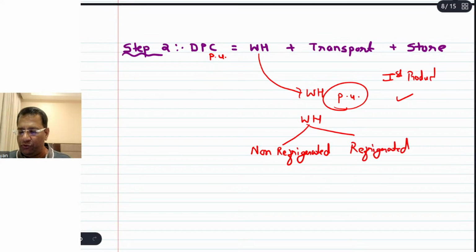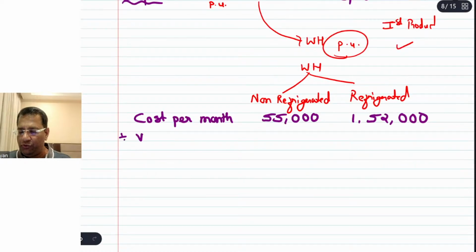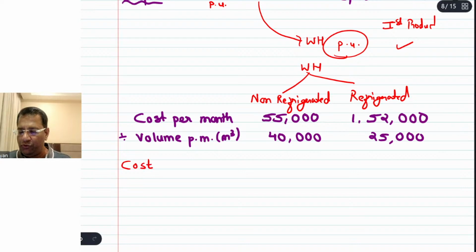The total cost per month is 55,000, that is 27,000 plus 28,000, and the refrigerated cost is 1,52,000. Okay, divided by volume per month in cubic meter. So the volume is 40,000 and the volume is 25,000. So this is very, very important, beta, please understand this carefully. Whatever answer comes, that is cost per cubic meter per month.